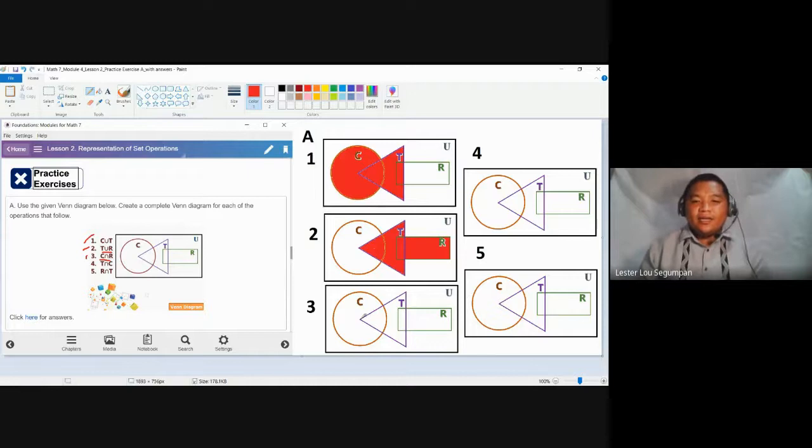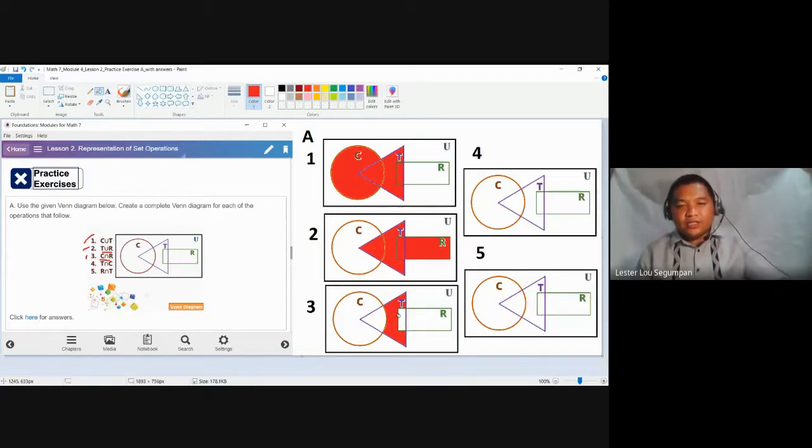C is this part here. R is this part here. What is their common area? You might say this one. That's their common area. Okay. If you're going to answer that one, that's a little bit of a problem because this area here is not part of C. This is also not part of R. This is just part of T. So that's not the correct area.